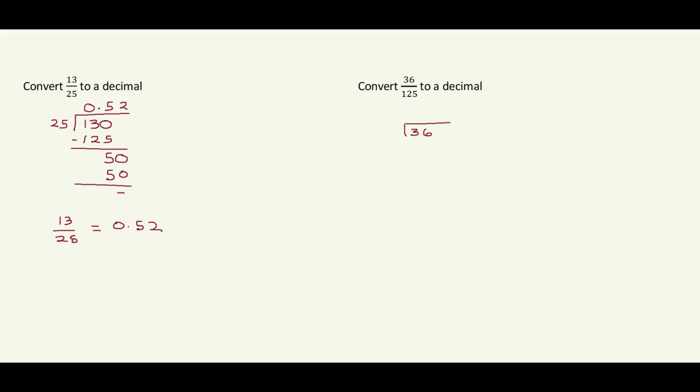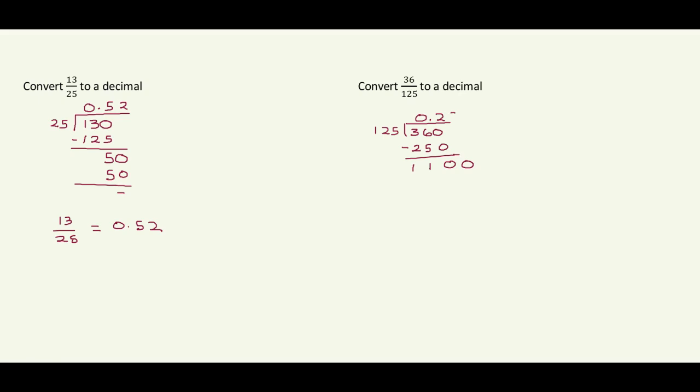For this, we have 36 on the inside, 125 on the outside. So we append a 0 because 36 is less than 125. I'll put a decimal. Let's put a 0 at the end of 36, so it gives us 360. Divided by 125, I have 2. 2 times 125, I have 250. Let's have a subtraction happen here. So we have 0, 1, 1. This is less than 125, so we append a 0 here.